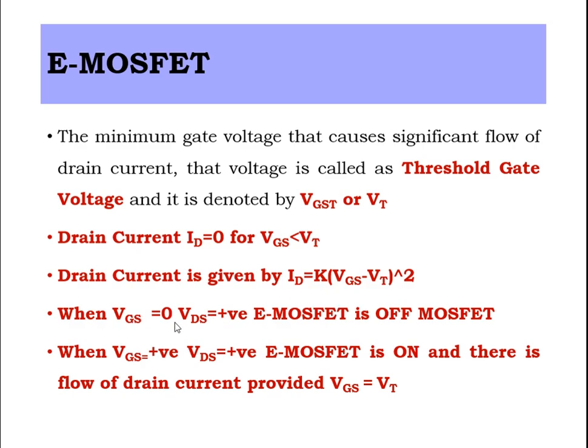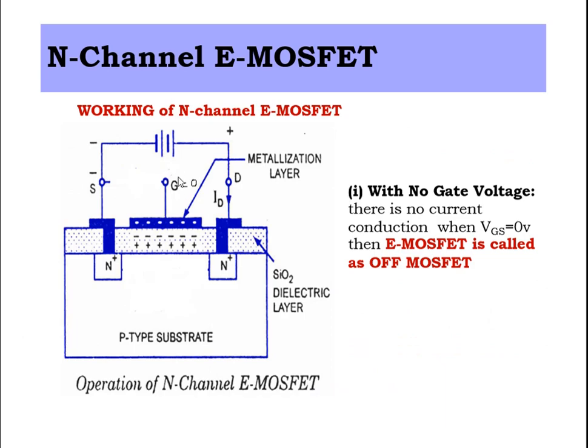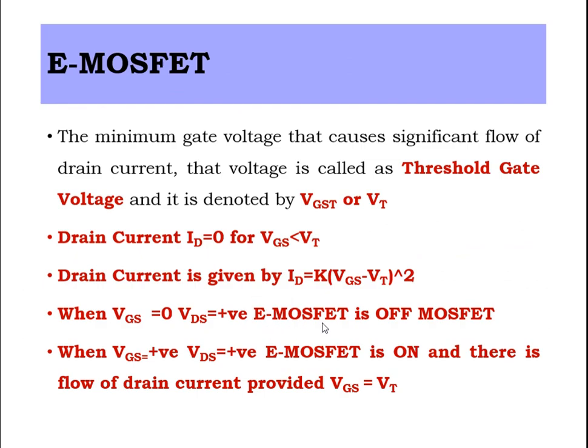So the first case is when VGS is equal to 0 and we have applied a positive VDS. During that time we call the eMOSFET an off MOSFET. There is automatically no creation of the channel. Because we don't have any potential at the gate source, due to the absence of gate source potential, automatically there is no creation of the channel. When there is no creation of the channel, then no current or no electron movement will be there from source to drain. Hence the eMOSFET is considered to be an off MOSFET.